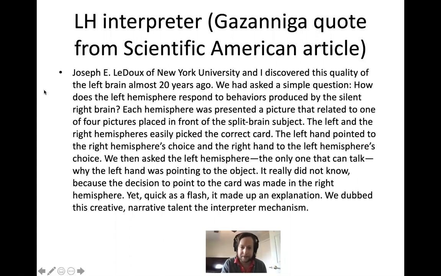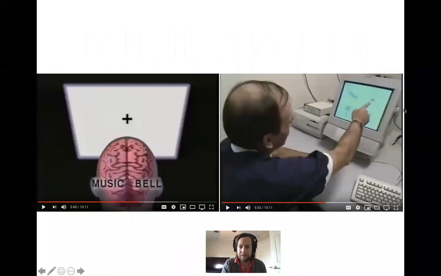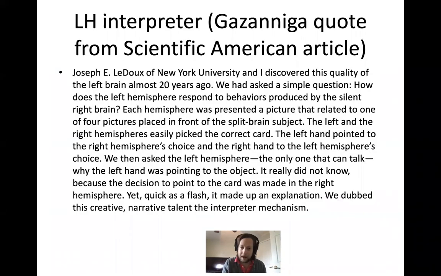That's not what happened in the picture that I just showed you. The right hand was pointing to the right hemisphere's choice. I'm going to go back. The right hand pointed to Bell, but Bell was in the right hemisphere, so it should have been the left hand pointing to Bell. This doesn't make sense. So this is a bad example of the interpreter. Everything about this example is okay, except for the fact that he's pointing to Bell with his right hand. He shouldn't have been able to do that. He should have been pointing with his left hand. So I'm just pointing that out.